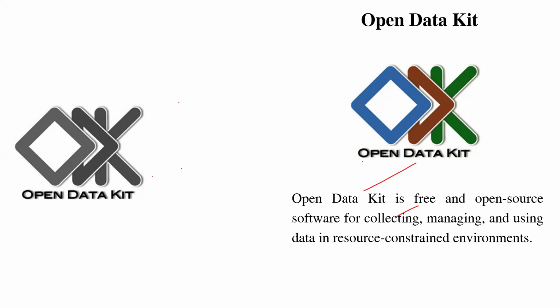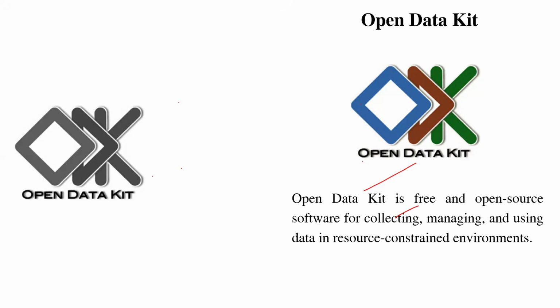Open Data Kit is just a free and open source data software for collecting, managing, and using data in resource-constrained environments. One thing about this Open Data Kit is that, for the data collection that we have, there are tools that are hybrid. This Open Data Kit is one of the tools that are hybrid. Almost all international and local NGOs in the world are using Open Data Kit. Almost all of them. Now some of them are deviating to CommCare and everything. And I'll talk about that.